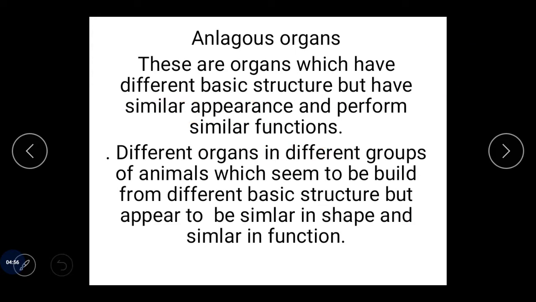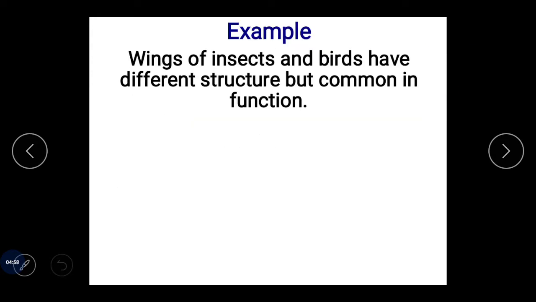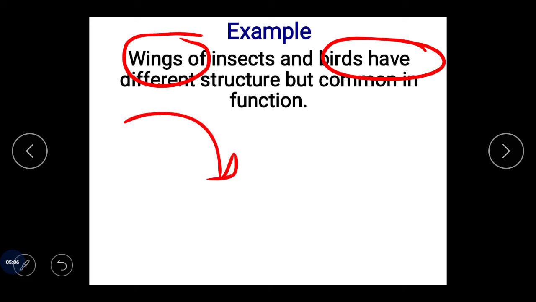An example of analogous organs is the wings of birds and the wings of insects. What about the wings of birds and the wings of insects? Both of these wings are used to fly. Birds and insects both use their wings for flying.